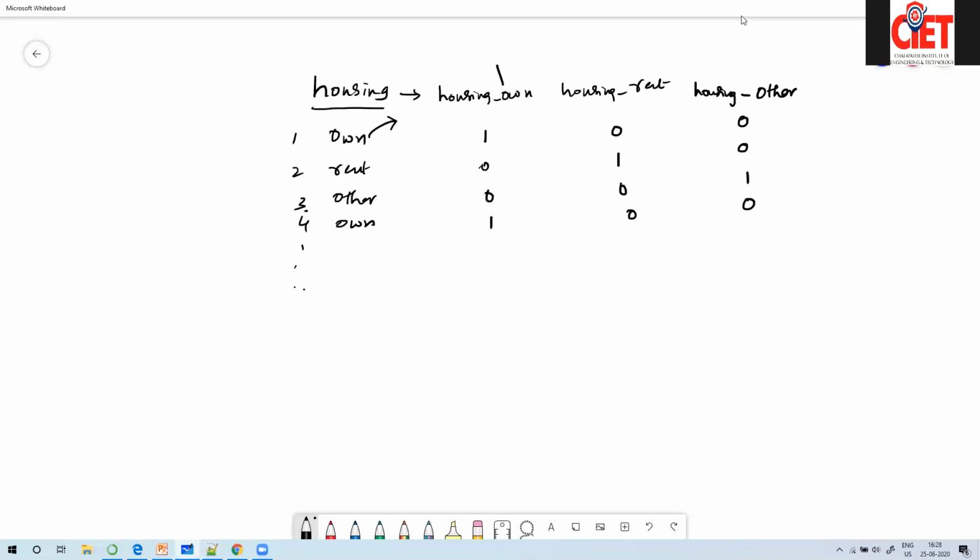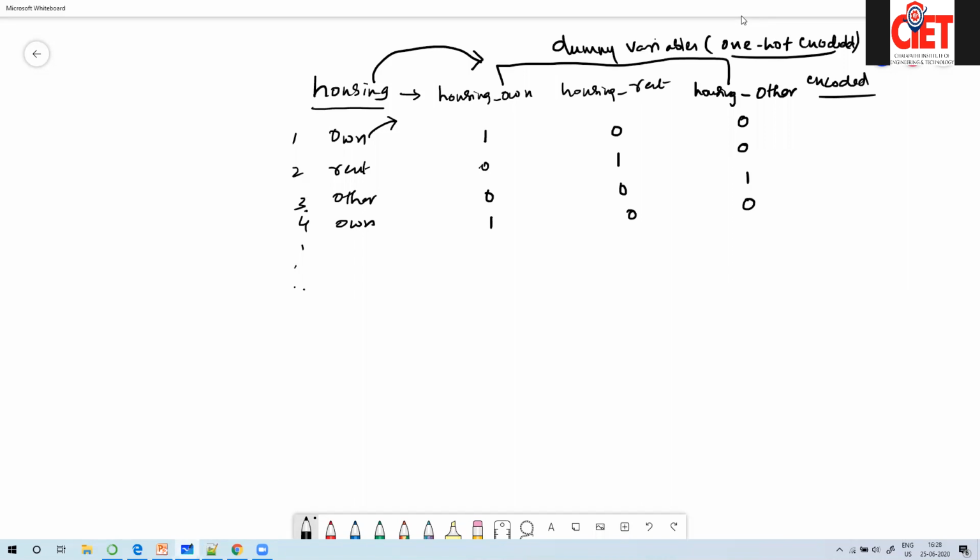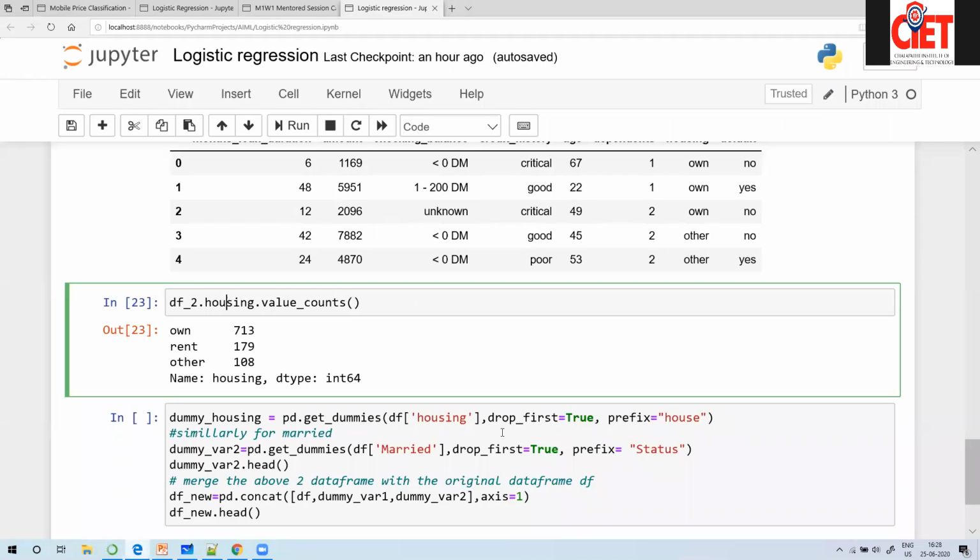So these three variables which are created from this one are called dummy variables. The other name for them is one hot encoded variables. So either we call them dummy variables or we call them one hot encoded variables. Okay. So that's what is going to happen to this variable when we run this particular step.